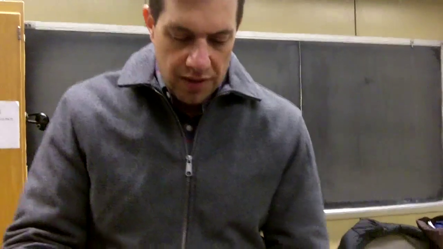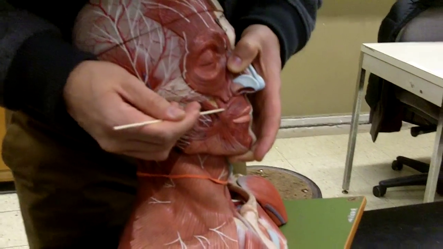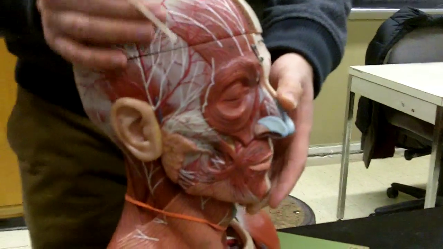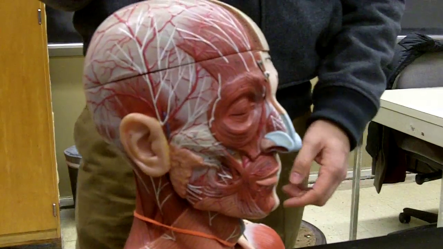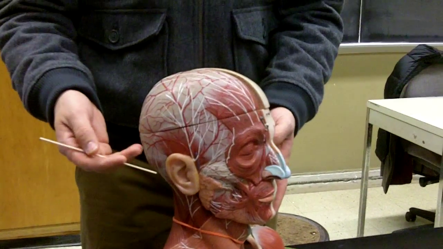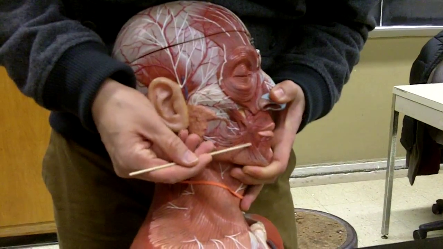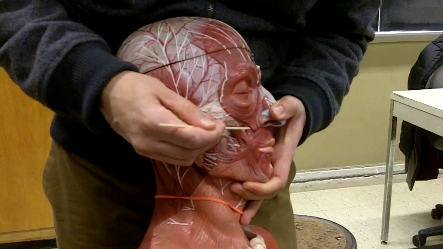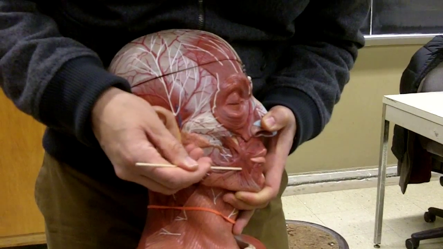Okay, so this muscle that goes to the angle of the mouth, this one right here, is called levator, because it causes elevation, anguli, because it goes to the angle of the mouth, oris. Levator anguli oris. Well, if there's a levator anguli oris, there's probably a depressor anguli oris. And the depressor anguli oris is this muscle right here. So levator anguli oris, depressor anguli oris. So everybody got that? Okay.